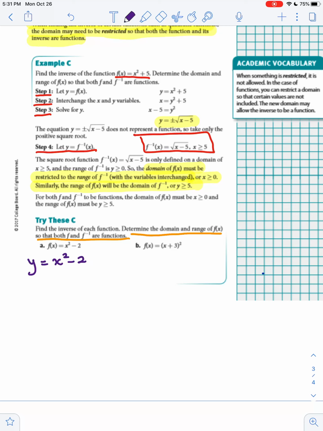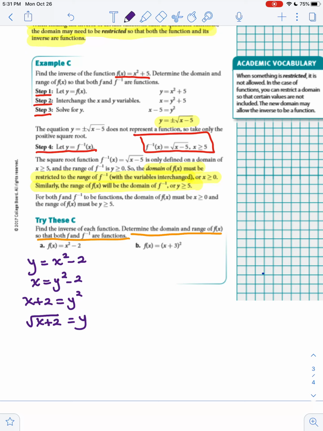Okay, so we're going to start by finding the inverse like we did before. So when we find an inverse of a function, remember we start by letting f of x be y equals x squared minus 2. Then we switch x and y, so x equals y squared minus 2. Now we'll solve for y, so we'll add 2 to both sides. x plus 2 equals y squared.